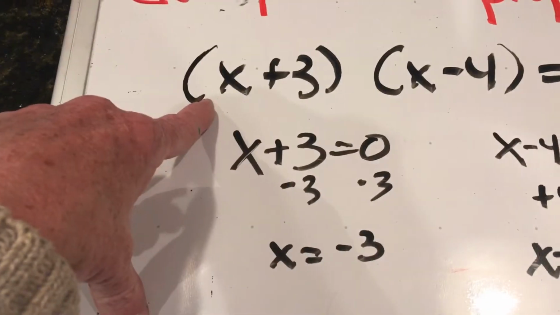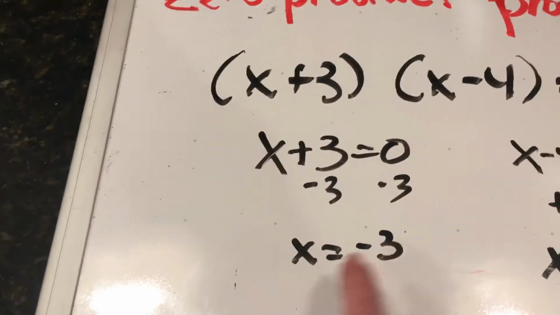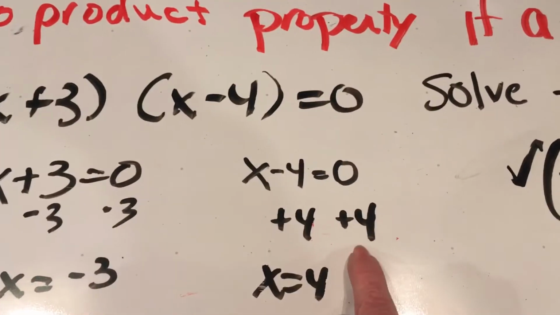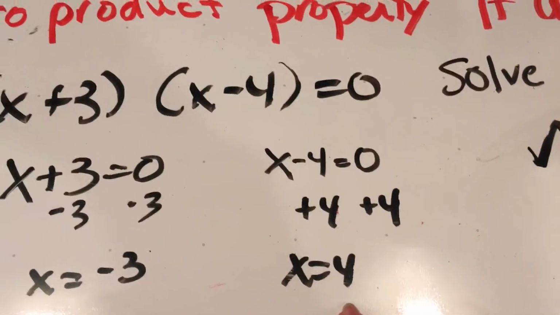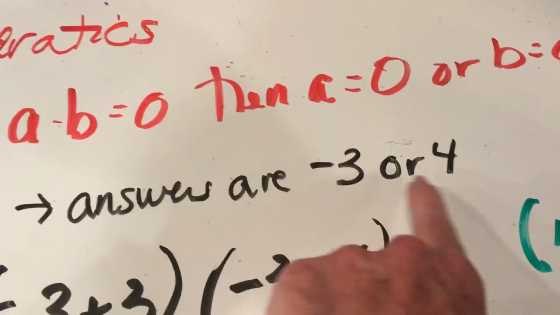So you take each of these, x plus 3, set it equal to 0, subtract 3 from both sides, you get x equals negative 3. x minus 4 equals 0, add 4 to both sides, x equals 4. So our solutions, our zeros, are negative 3 or positive 4.